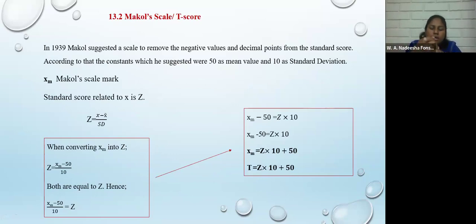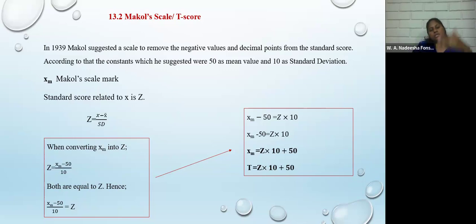That is why we use the McCall scale. McCall suggested constants. He said, take the mean value as 50 and the standard deviation as 10. By using those values, according to him, we can have at least positive answers. We can get rid of zero and we can get rid of negative marks. But there can be decimal points here also, but not such small decimal points.